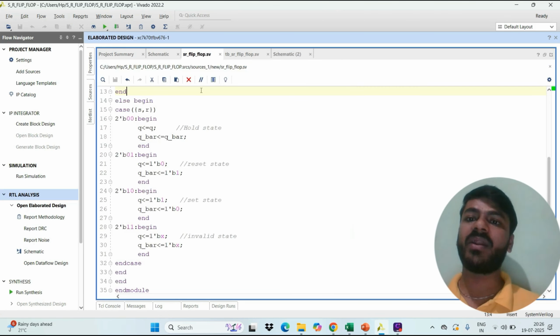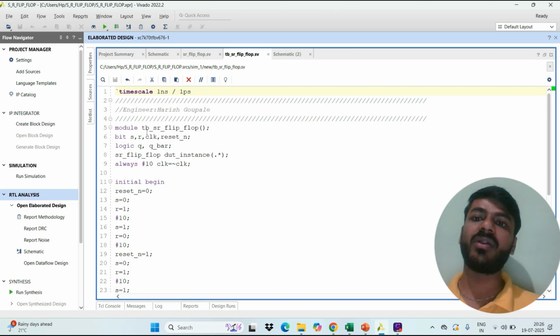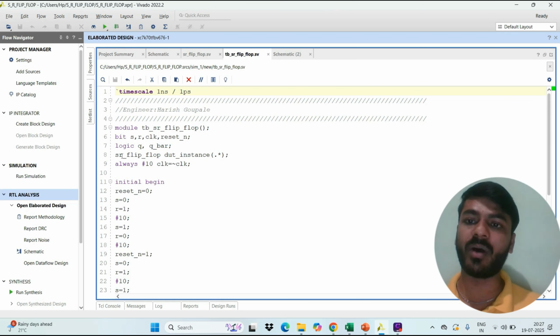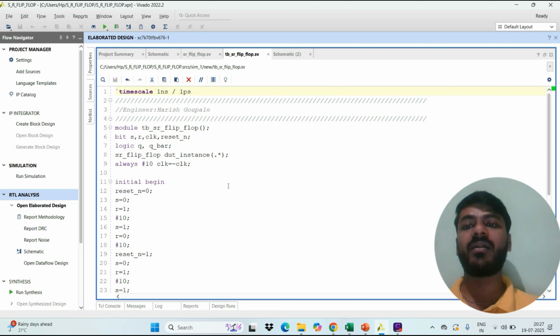Okay, now to verify this flip flop, I have simply written a test bench code also. Let's discuss that code, where you can see the module name is TB SR flip flop. I have taken the same inputs and outputs, that is set, reset, clock, and reset n, and outputs q and q bar. This is the instantiation, where this is the name of the flip flop design, and this is the instance name. The dot star wildcard operator is used whenever design inputs and outputs and test bench inputs and outputs are the same, then we can use this.